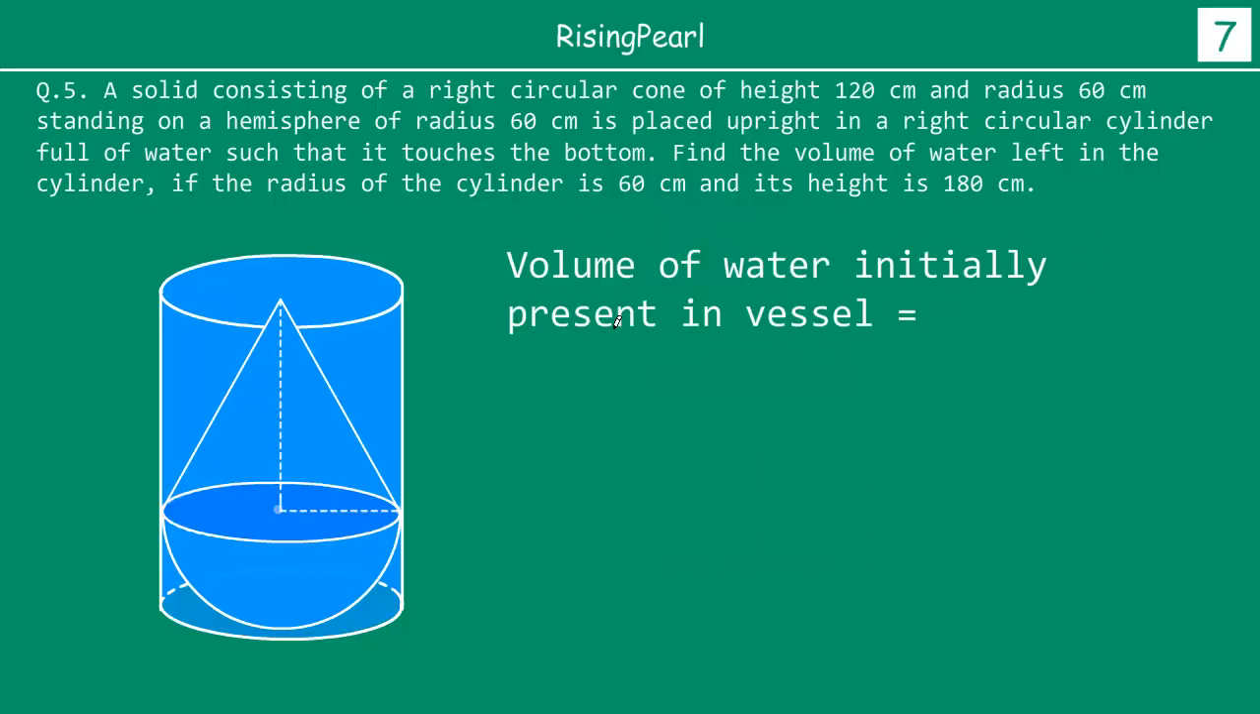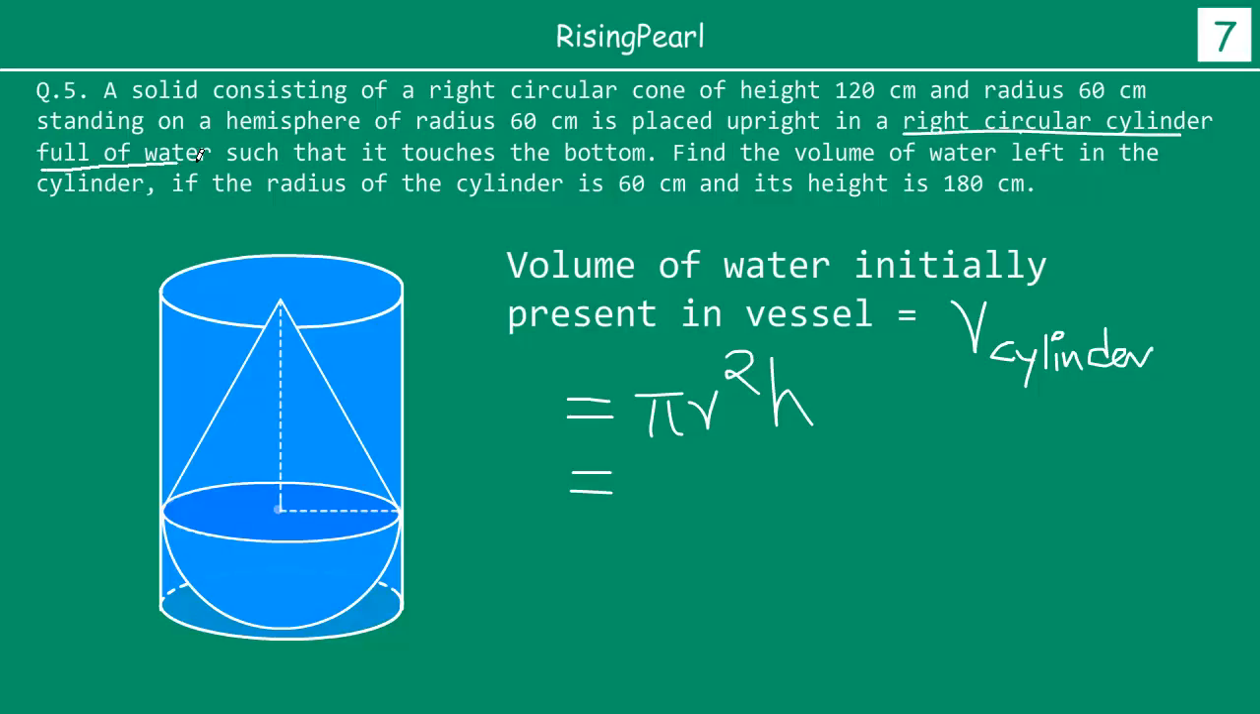So what is the volume of water which is initially present, which is equal to the volume of the cylinder, right? How do we calculate this? The volume of a cylinder is pi r square h. All these values are given, right? If you look at it, this is a right circular cylinder, and it is full of water such that it touches the bottom. Find the volume. So the radius of the cylinder is 60. This is the radius and that is equal to 60.